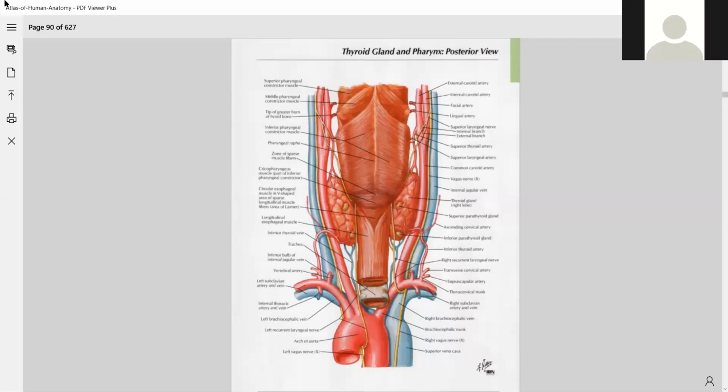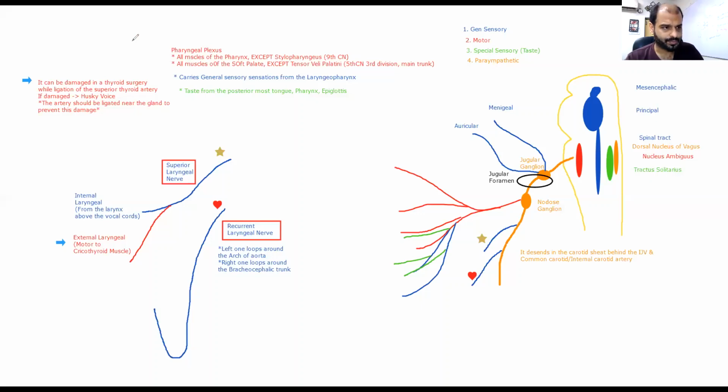Yes, sir. Now, what does this nerve do? Number one, it carries general sensory functions as well as motor functions. Number one, it is general sensory to the larynx, inside of the larynx, obviously, to the larynx below the level of the vocal cords or the vocal folds.